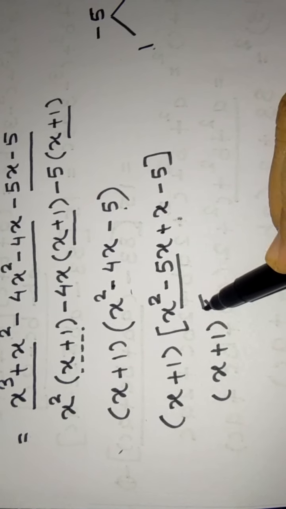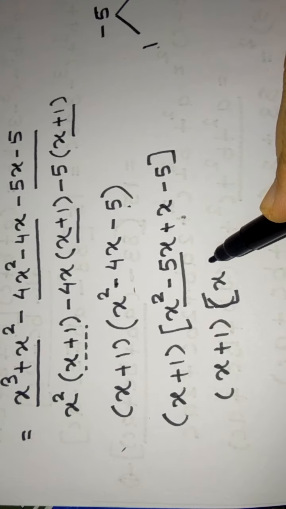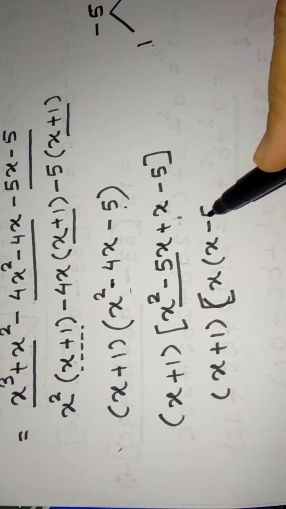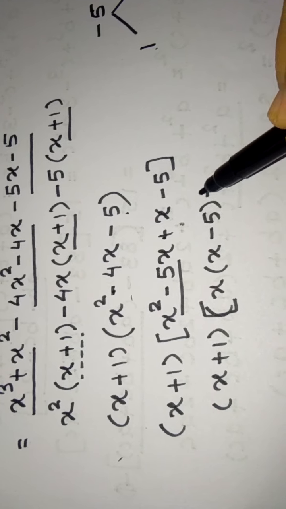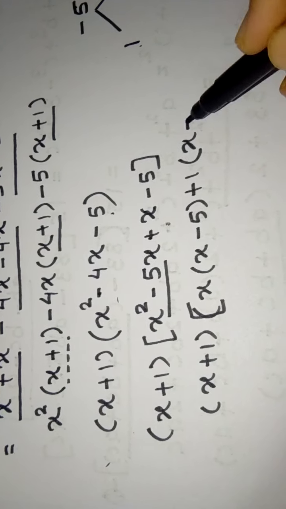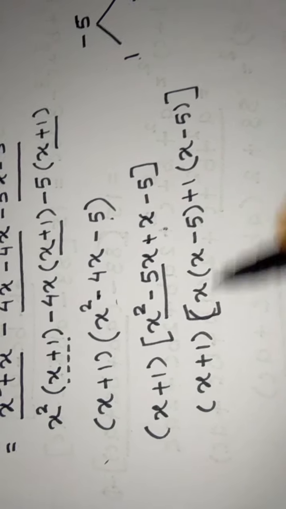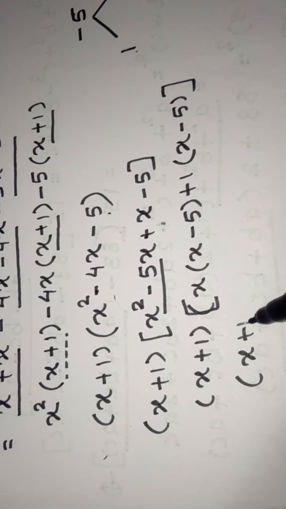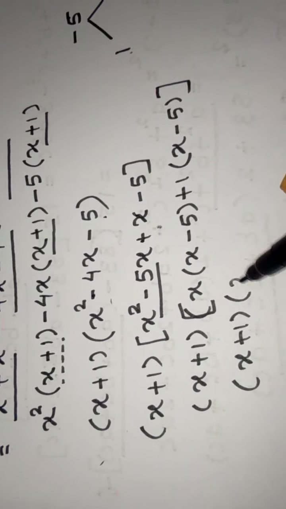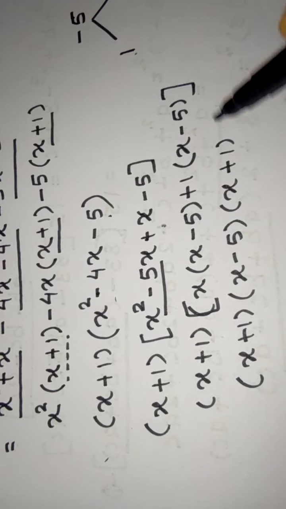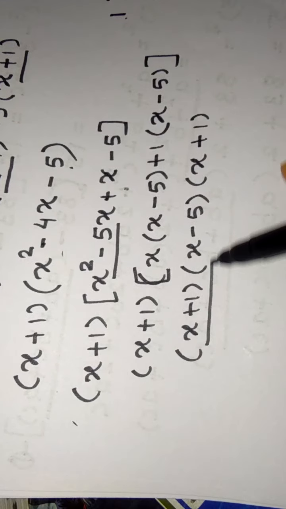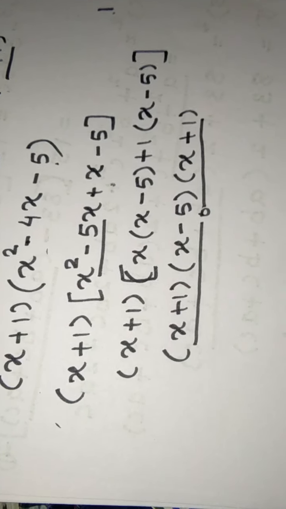From this we can take common x, the remaining is x minus 5. Here there is no term common, so we can take 1 as a common, x minus 5. That is, the factors are x plus 1, from this x minus 5, and again x plus 1. These are the factors of the given polynomial. We should get the linear factors of the polynomial.